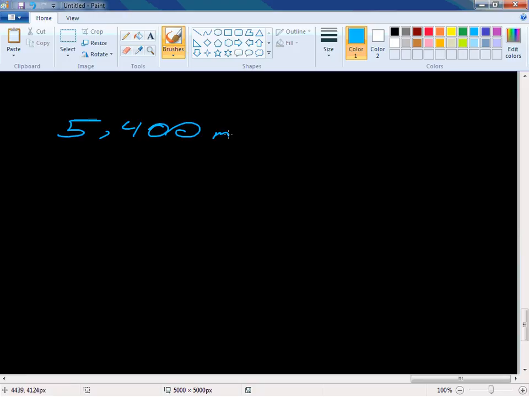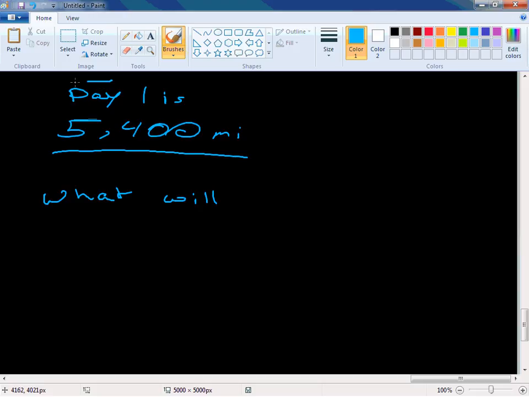So this car odometer reads 5,400 miles. And you want to know, after 29 days, what will the odometer read? What will the odometer read? So go ahead and write this stuff down. Odometer, day one, odometer reads 5,400. What will it read on day 30?